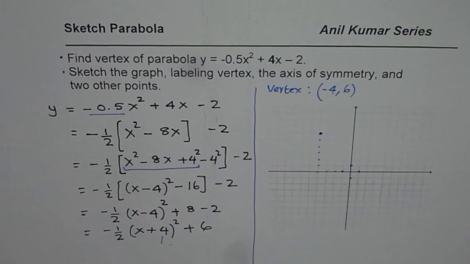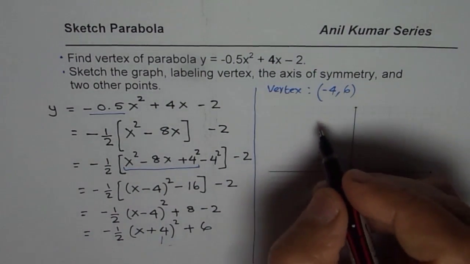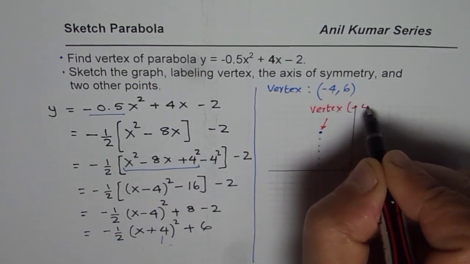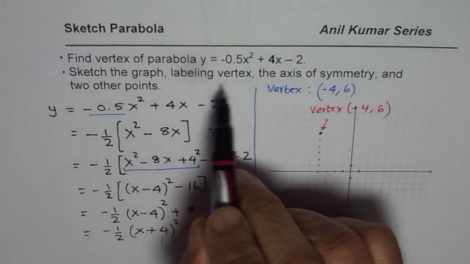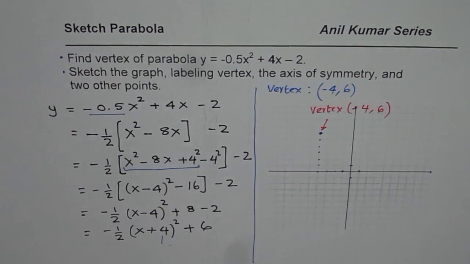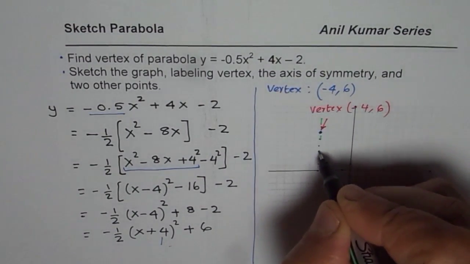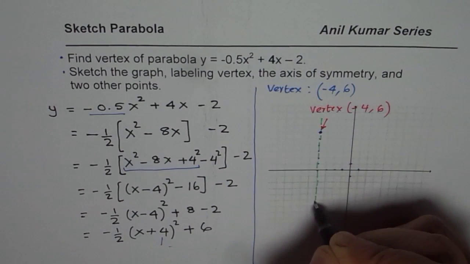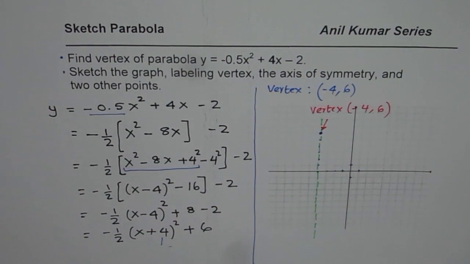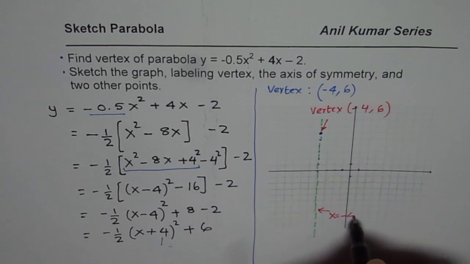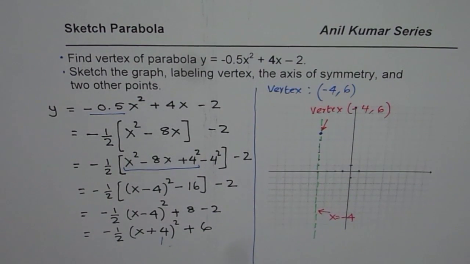Now we got the vertex. Let me label the vertex at least. So that is the vertex for us, which is 4, 6. Then we have to draw the axis. The axis is the vertical line going through the vertex, and the vertical line going through this vertex will be like this. This is the axis of symmetry also, and the equation for this line is the x value of the vertex. We can write this as x equals 4 as the equation of this axis of symmetry.